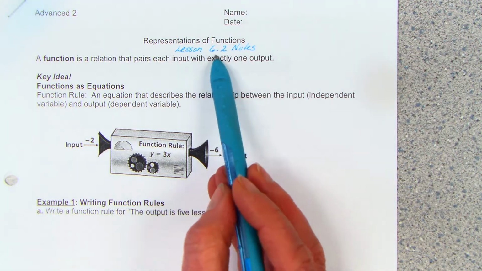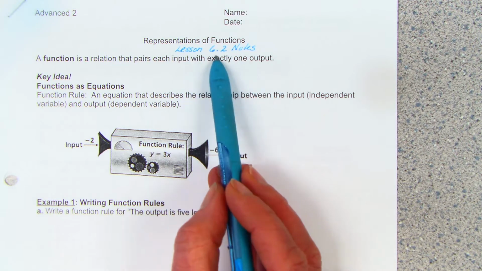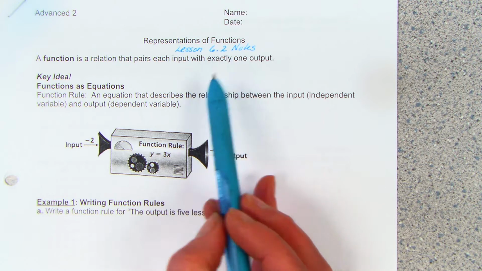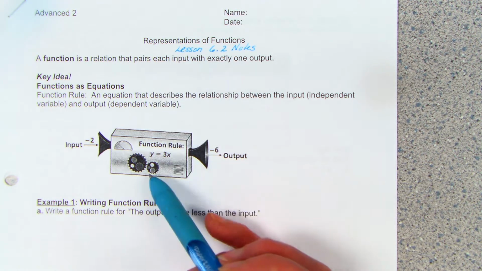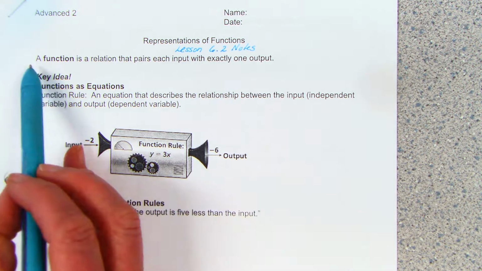These are the lesson 6.2 notes on representations of functions. I left off that part, so you need to go ahead and label it that it's lesson 6.2. We did not do a set of notes on 6.1. We're just going to do the workbook page.